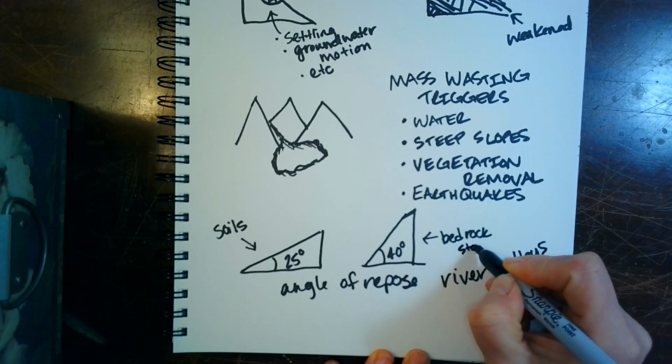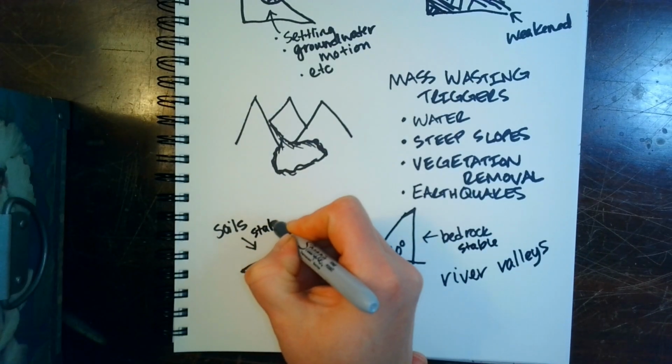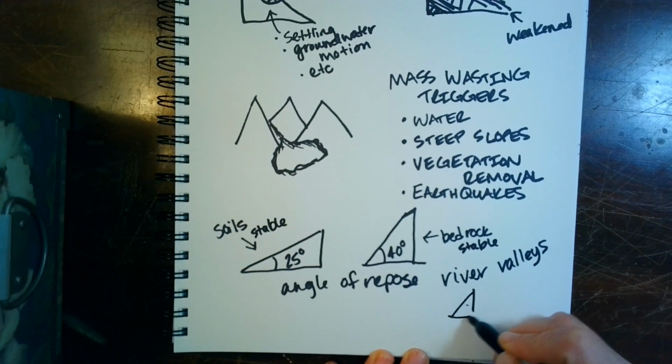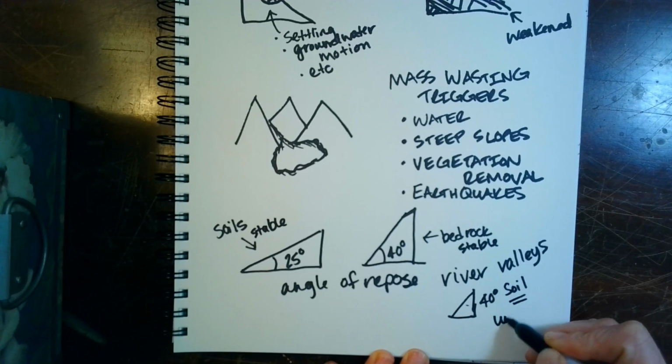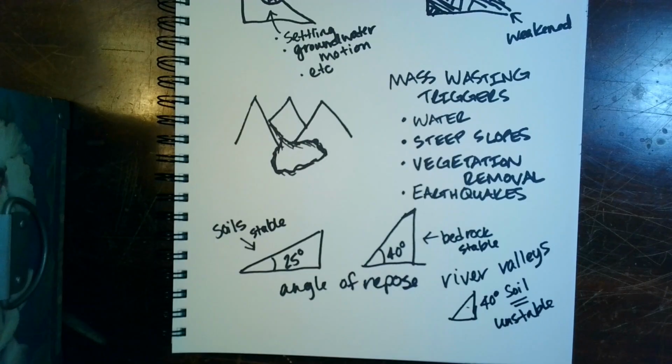Unfortunately, humans love to build in river valleys, and they're building houses on very steep angles. So that is 40-degree angles, and it's soils rather than bedrock. And so because of that, we end up having a little bit of instability along those cities that are built on river valley banks. And this is why engineering and geology and hydrology matter so much in urban planning.